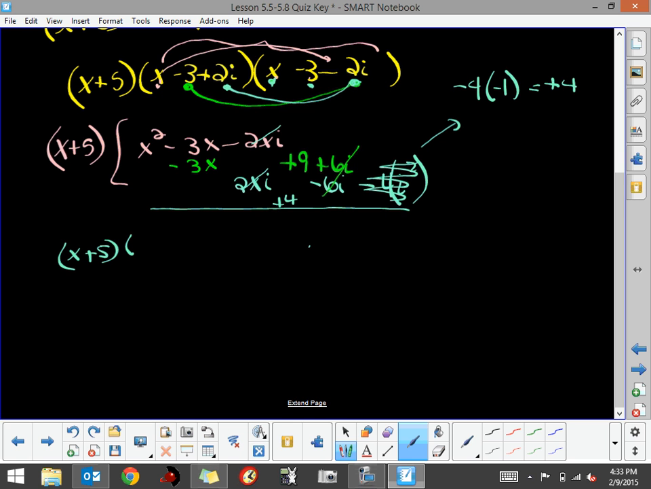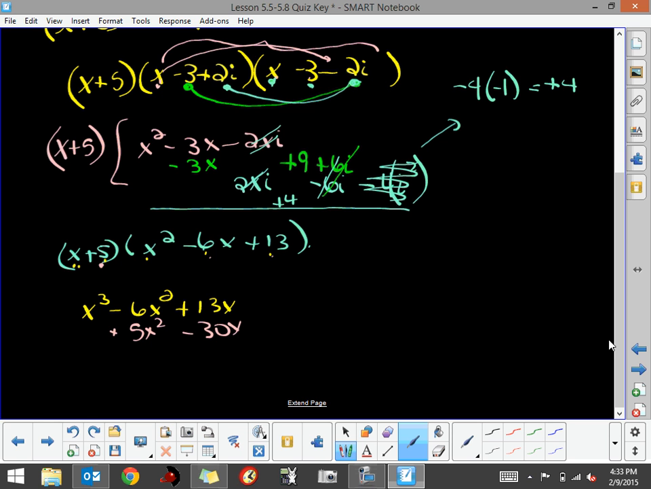So x plus 5 times x squared minus 6x, these dropped out, plus 13, and these dropped out. Now I got to distribute by the x plus 5. So x times x squared is x cubed, x times negative 6 is negative 6x squared, and x times 13 is 13x. Then I got to multiply by the 5, so 5 times x squared is 5x squared, so positive 5x squared. 5 times negative 6 is negative 30x, and 5 times 13 is a positive 65.